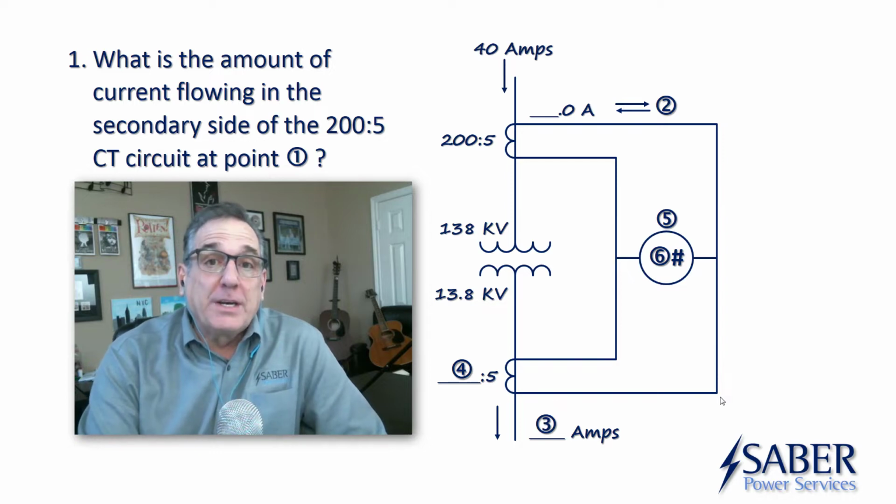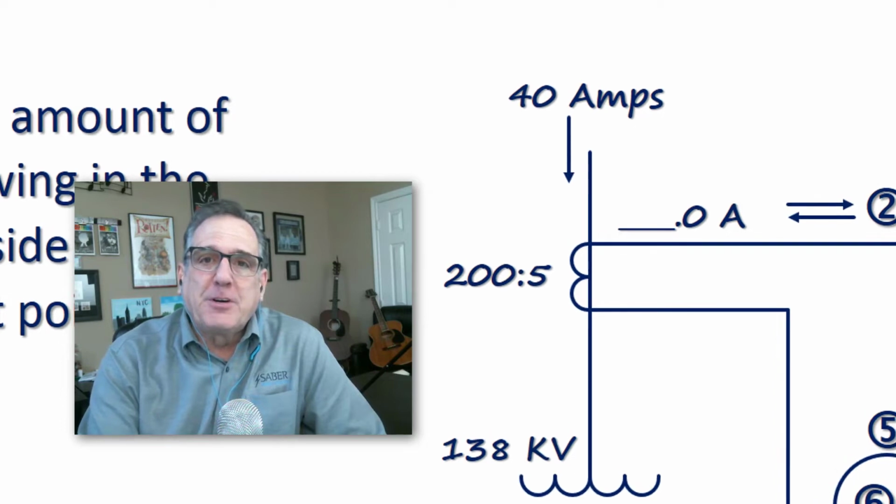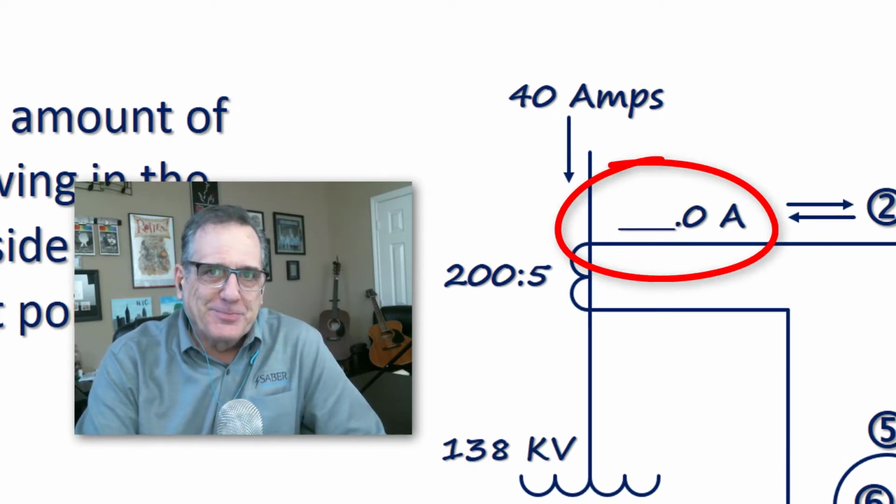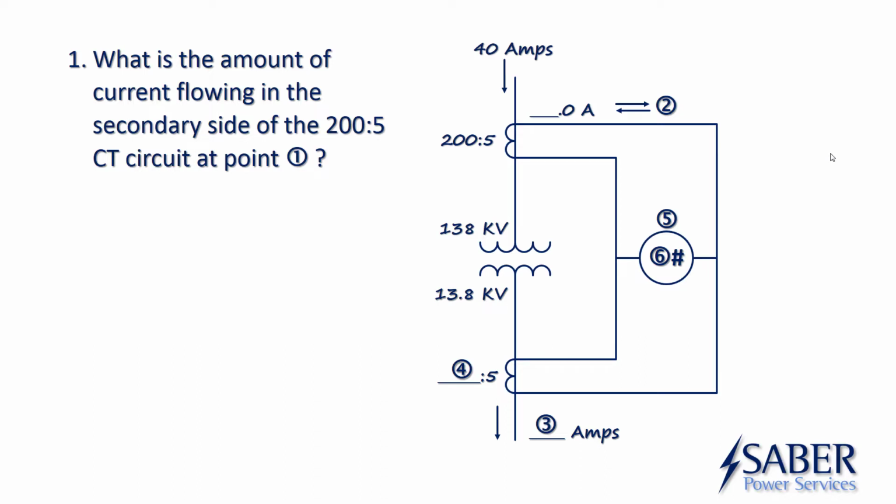So let's look at question 1. What is the amount of current flowing in the secondary side of the 200 to 5 CT current circuit? That's this guy right here. So first we're going to have to take the CT ratio 200 to 5 and turn it into a ratio to 1. How do we do that?